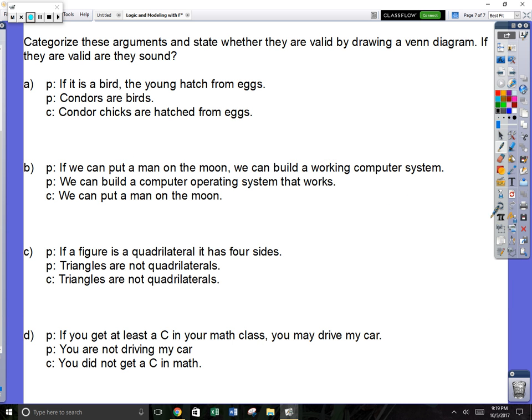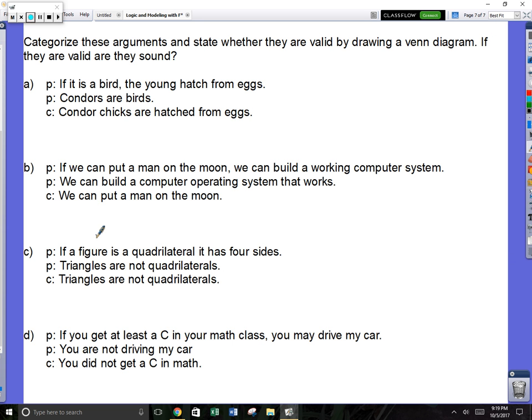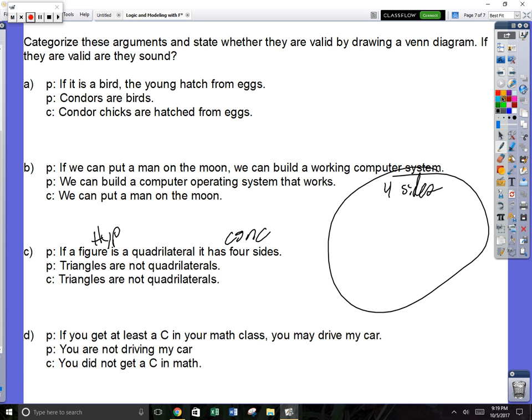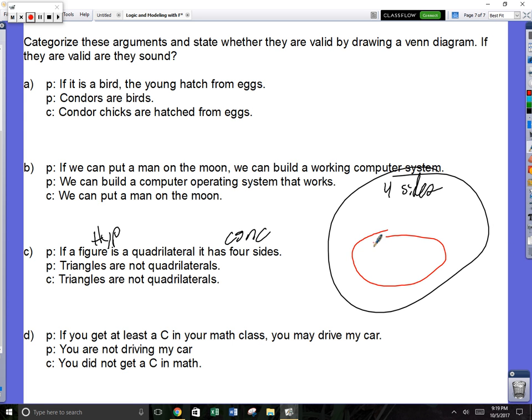Okay, C, so if this is the hypothesis, then it has four sides, that is the conclusion. Alright, so the conclusion is the bigger set. So four sides. If a figure is a quadrilateral, so that is a smaller subset.